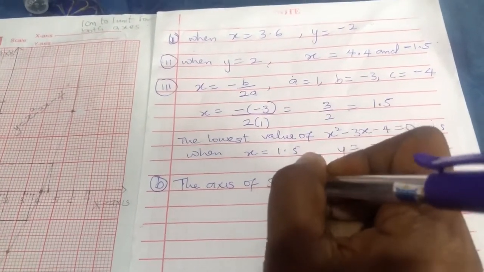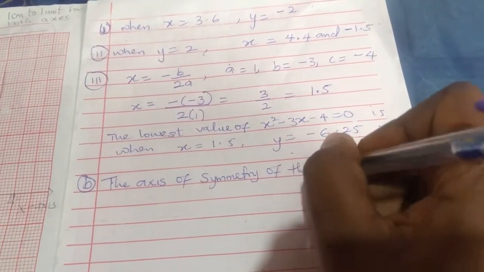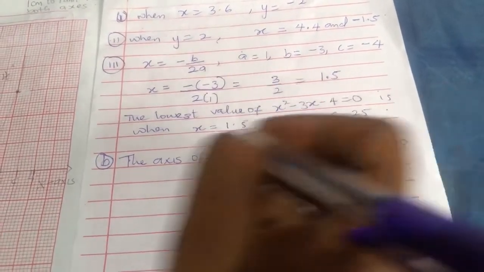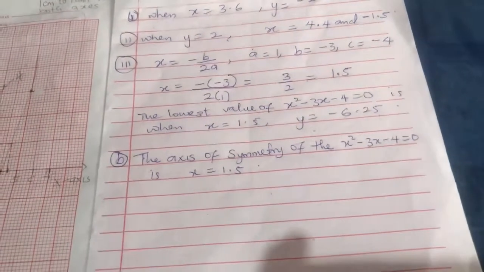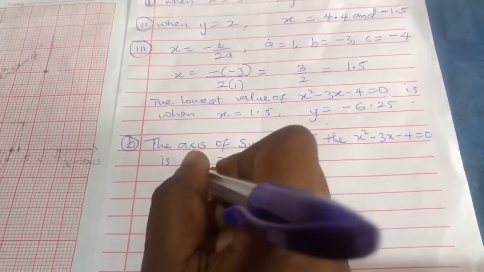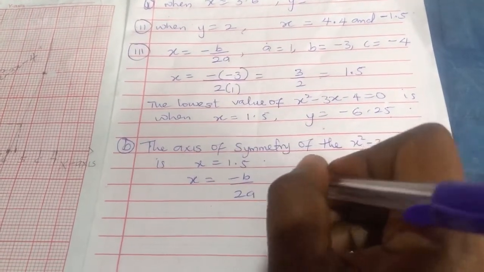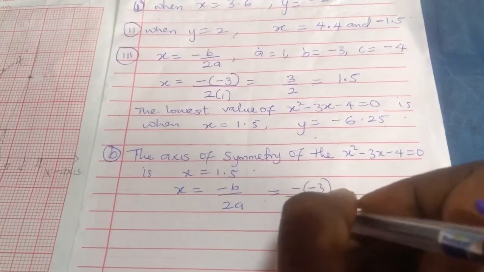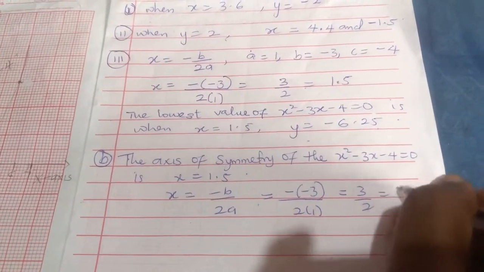So the axis of symmetry of the function x squared minus 3x minus 4 is equal to 0 is when x is equal to 1.5. Now, the equation to find the axis of symmetry is when x is equal to minus b over 2a. We have done it before: minus multiplied by minus 3 over 2 multiplied by 1, and the answer is 3 over 2, which is 1.5.